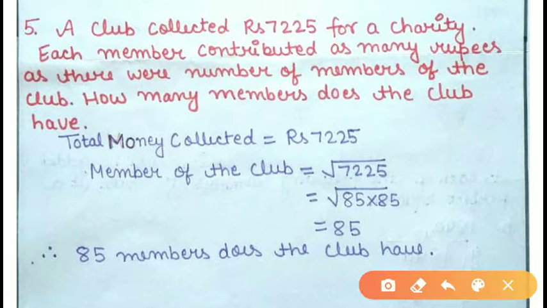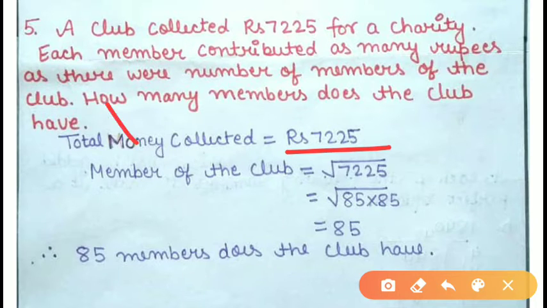Question number 5. A club collected rupees 7,225 for a charity. Each member contributed as many rupees as there were members of the club. How many members does the club have? Here there were a number of members. Okay, so the solution: what is the total money collected? The total money collected is this. So just find out the square root of the number 7225. You will get the members of the club.